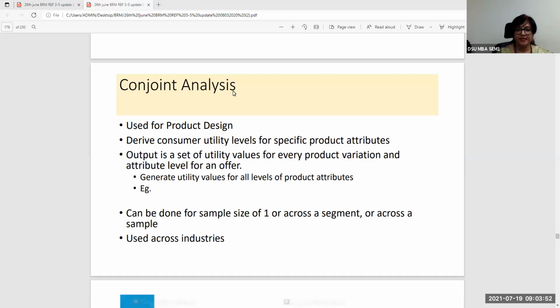Conjoint analysis. Have you ever heard this term anywhere, any place, in any of the research articles that you might have been reading or referring? Have you ever heard of this term? Any of you? Can you put it in the chat box, or you can unmute and tell.